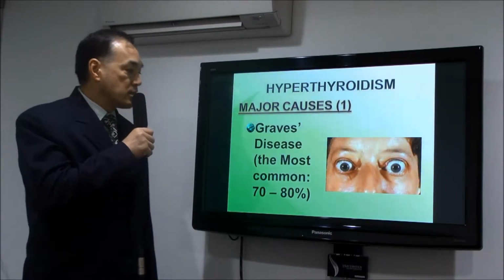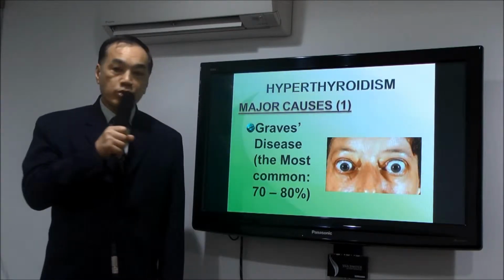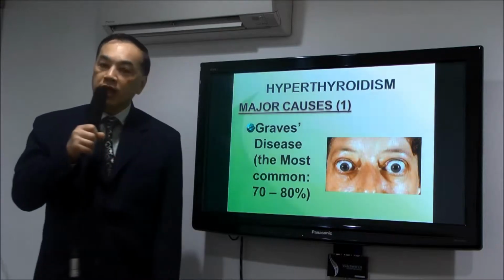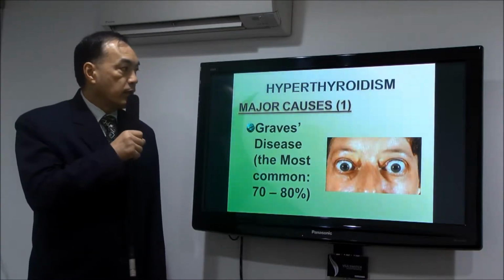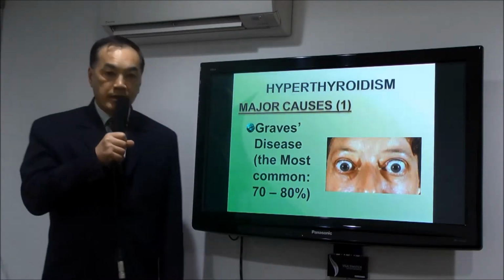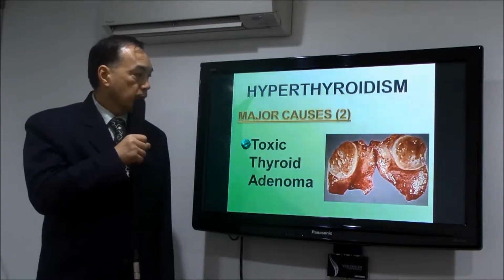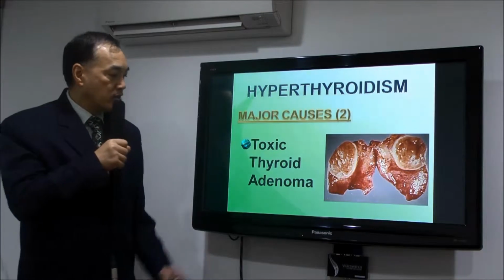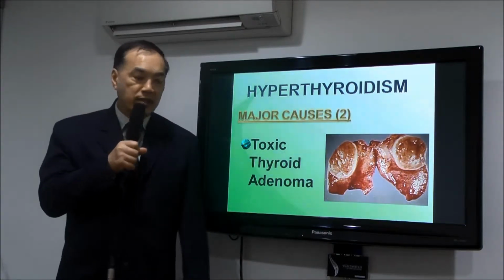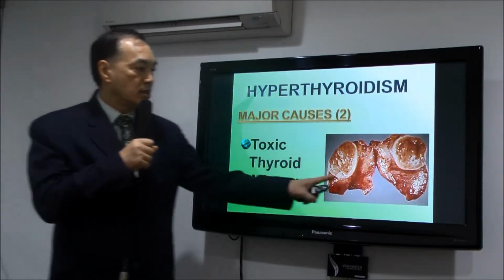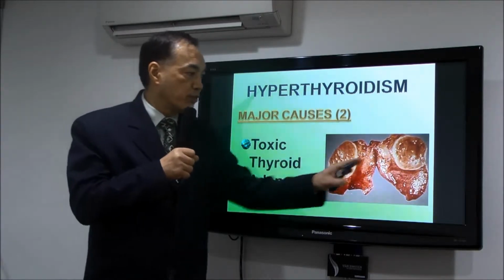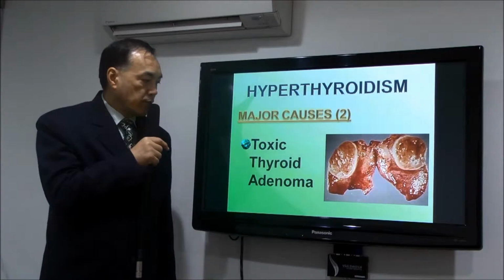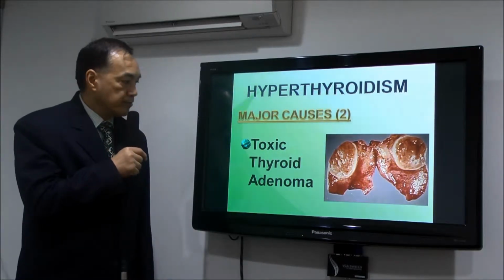One is Graves' disease, which is an autoimmune disease, and is the most common cause. Up to 70-80% of all hyperthyroidism is caused by Graves' disease. Another one is called toxic thyroid adenoma. Adenoma means tumor of a gland, and this is the thyroid gland. You can see when cut into two, this is the first half, this is the second half of the same sort of tumor, a benign tumor.